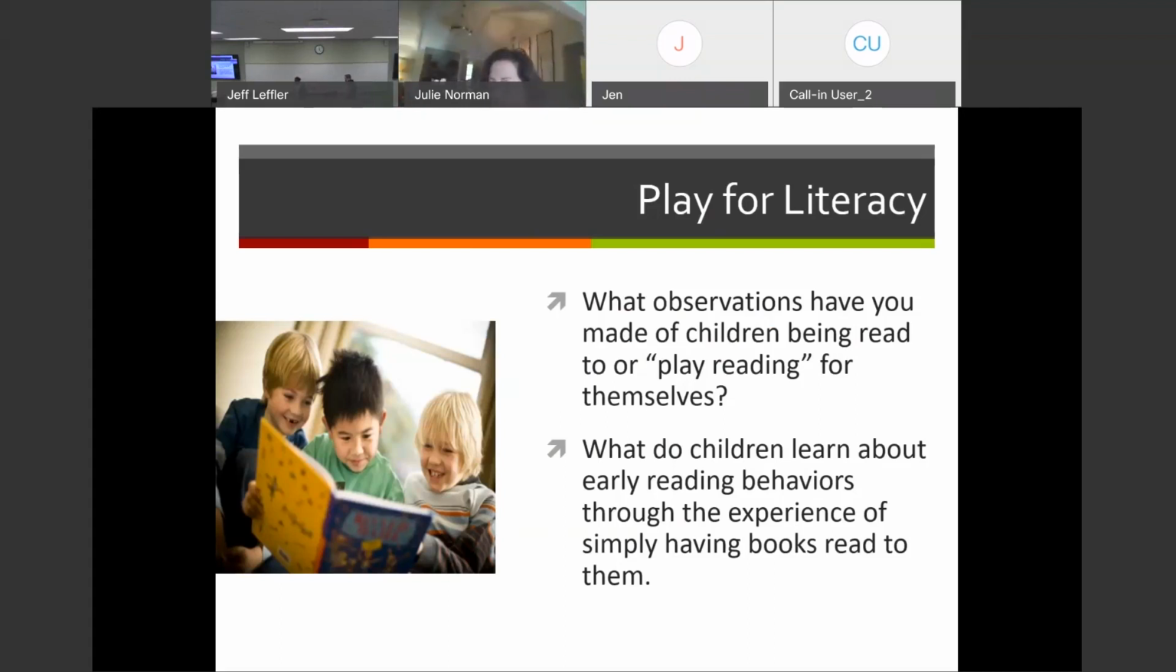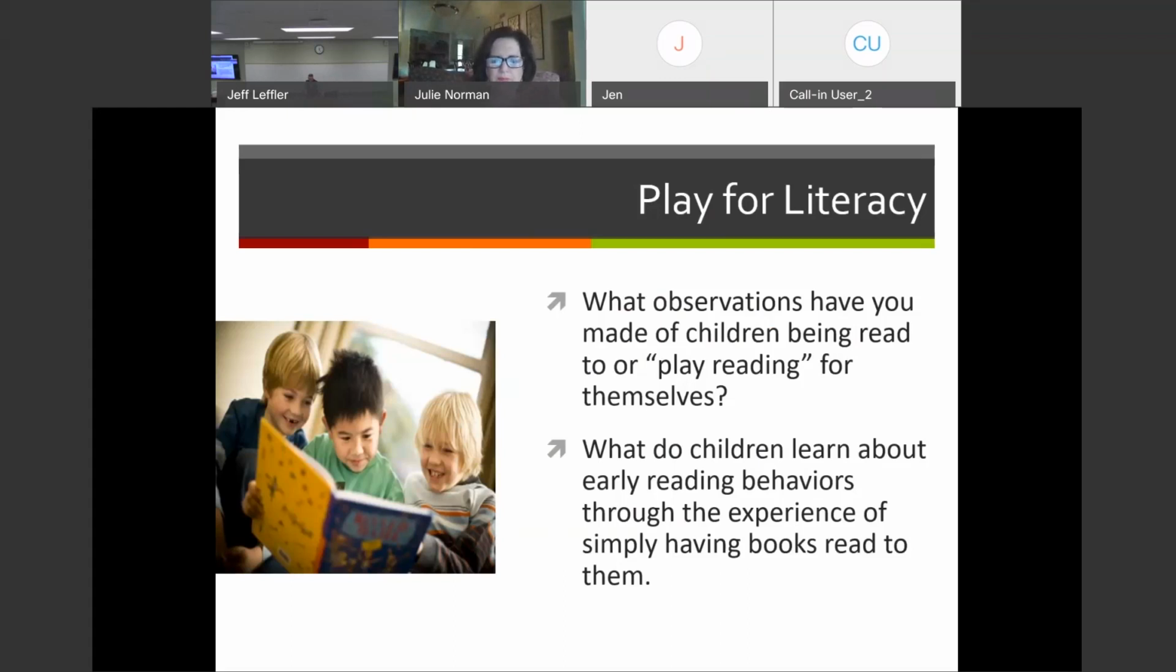Yeah. Thank you so much. So when you see children play reading like that, you see children engaging in the language of reading. Have you noticed that we sound different when we're reading a book than when we're just talking in a conversation?